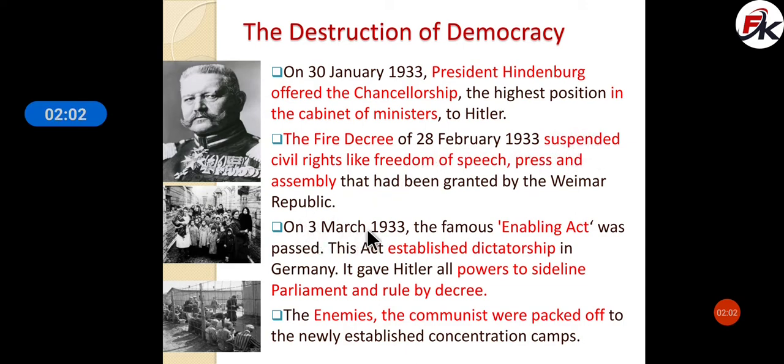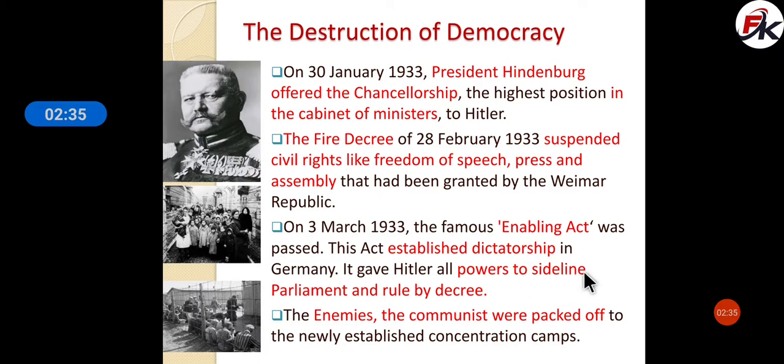On 3 March 1933, the famous Enabling Act was passed. Another act was made, that is the Enabling Act, in 1933. According to this act, dictatorship was established and the democratic government collapsed in Germany. It gave Hitler all powers to sideline parliament and rule by decree.